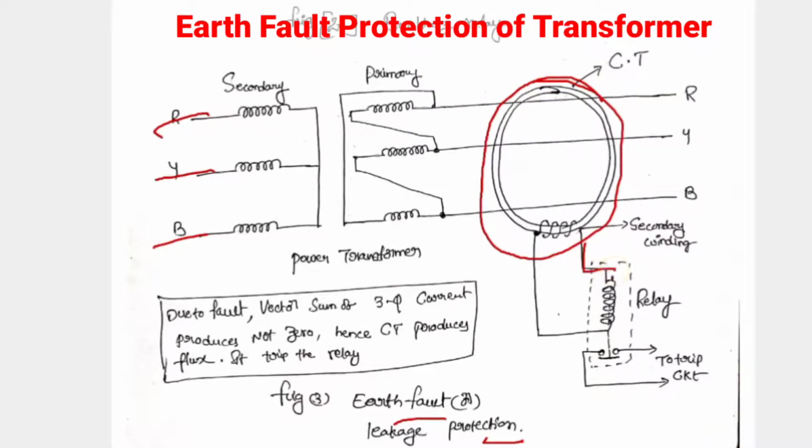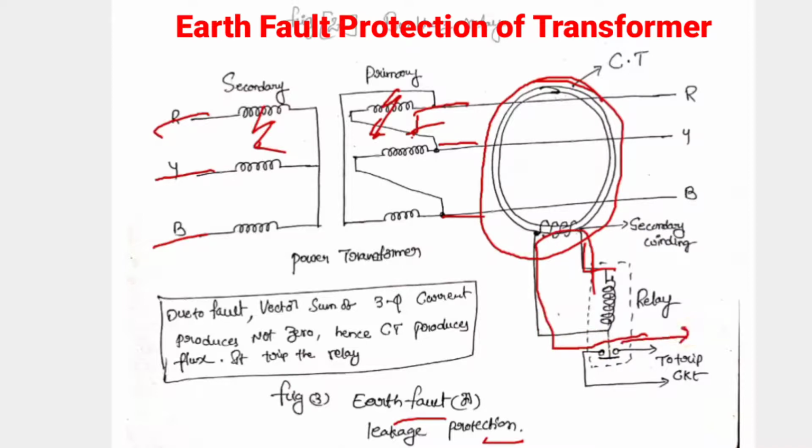It is similar to differential protection. If any fault occurs in the primary winding or secondary winding, whatever the fault, that may be an earth fault, due to the fault the vector sum of the 3-phase currents becomes unequal, not 0. Hence, the CT produces a flux to trip the relay coil. It is connected to the trip circuit.